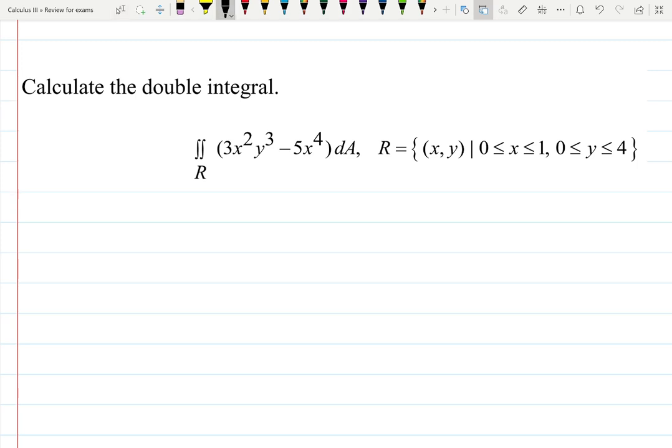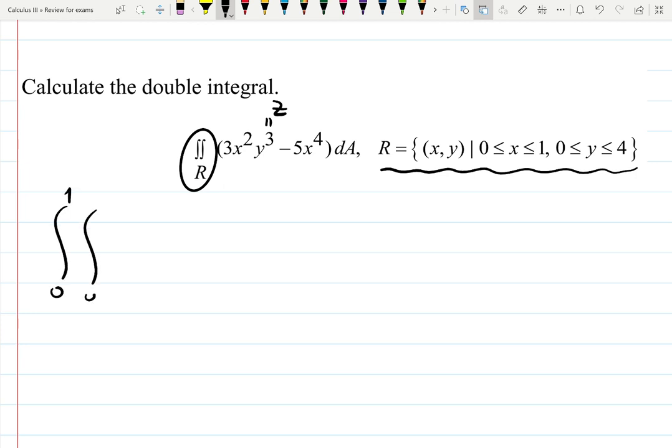This is a nice typical example of the double integral. And as always, this is your surface floating in a space, and R should be defined by this information, that X is running from 0 to 1 and Y is running from 0 to 4. Integral from 0 to 1, integral from 0 to 4.